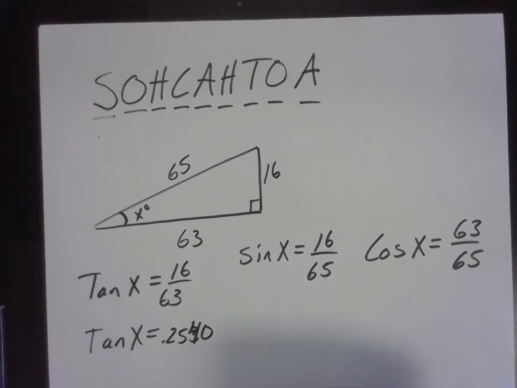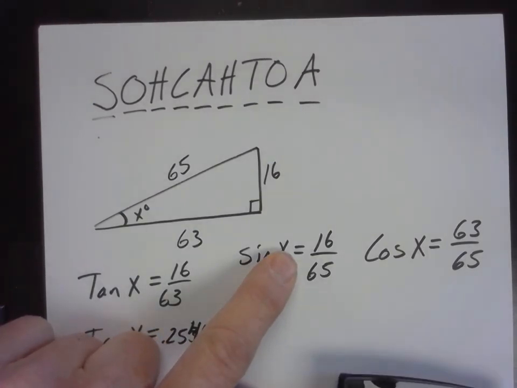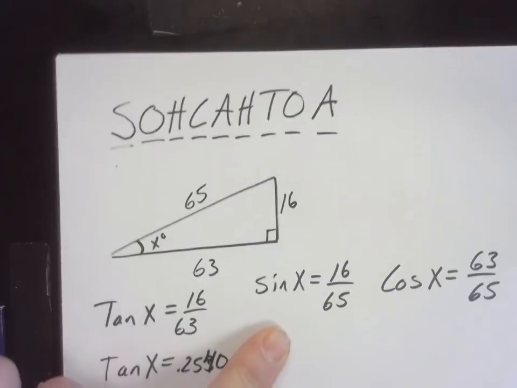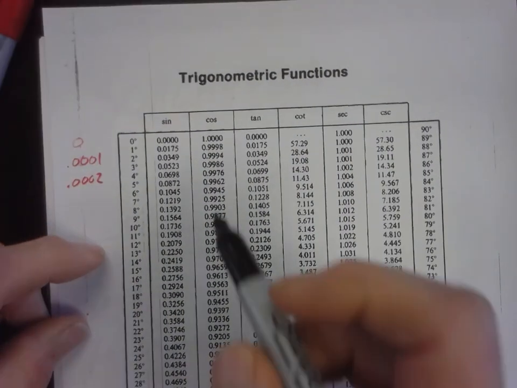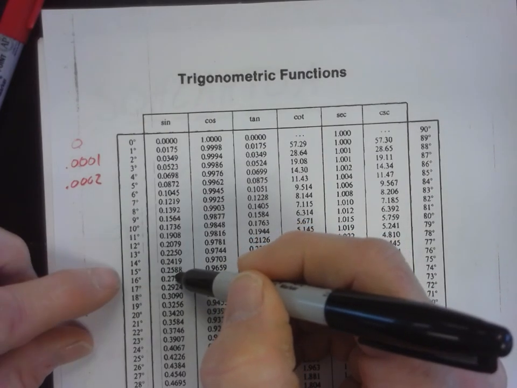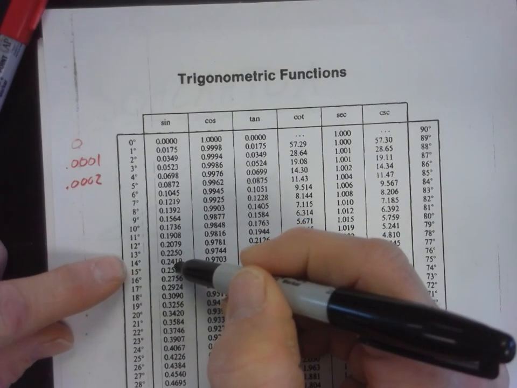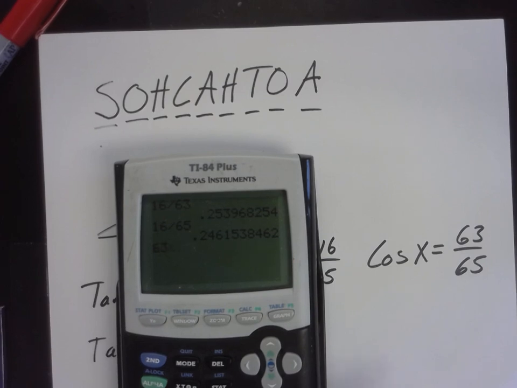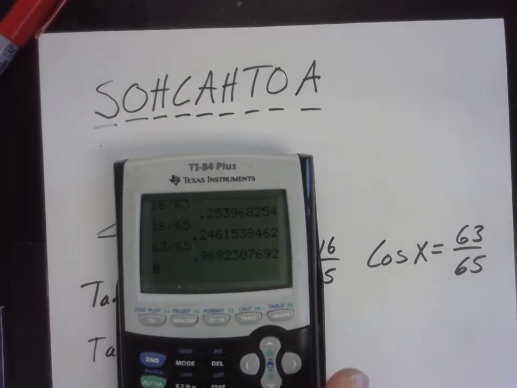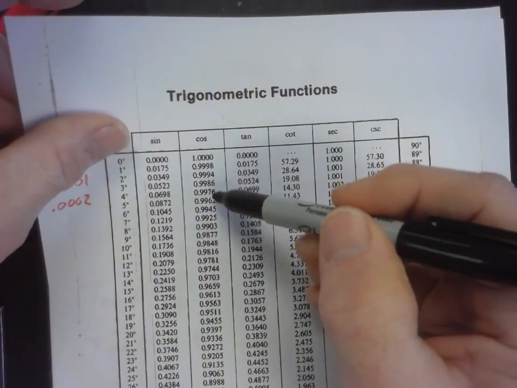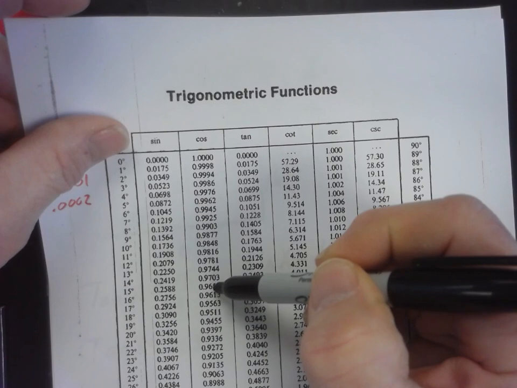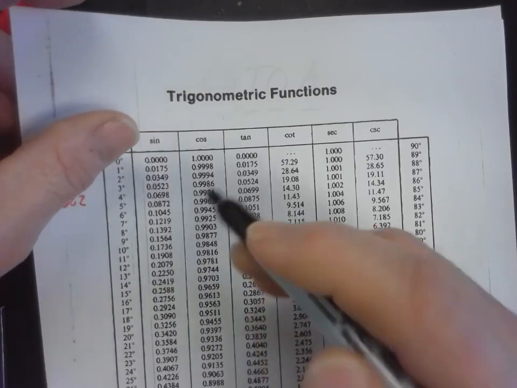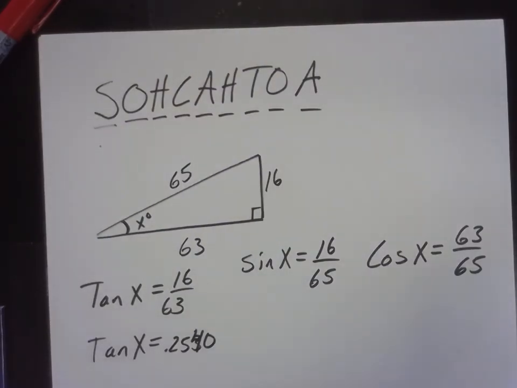Now do 16 divided by 65. So that's sine. So 0.246. Now go to the sine column. Go down to 0.246. Where are you? Isn't it somewhere between 14 and 15 degrees? Yeah. And guess what? If you do 63 divided by 65, which is nearly 0.9692, and you go to the cosine column, 0.9692, well, gosh, that's somewhere between 14 and 15 degrees, isn't it? Okay? So it wouldn't matter how we do this. It's going to work no matter what.